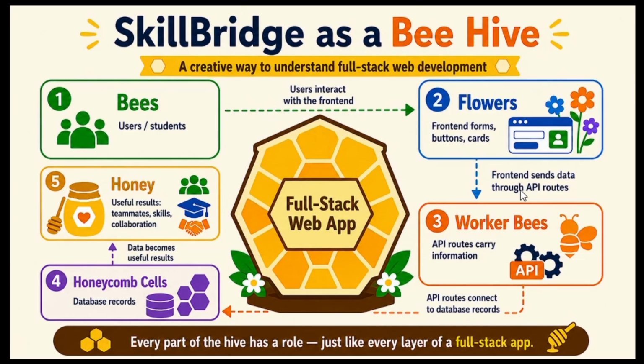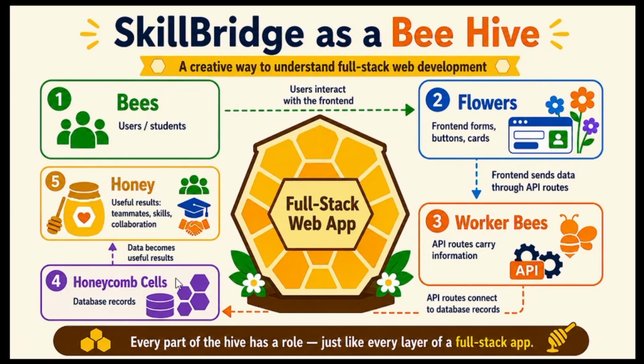So if the user is creating a profile, the API route sends that data to be saved. And if the user is loading profiles, the API route brings that data back. So over here, the worker bees are basically like messengers. They do not just sit in one place; they move information around the system.